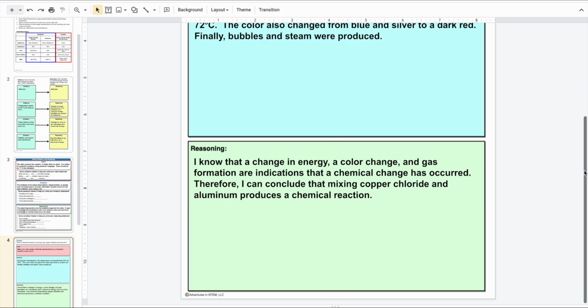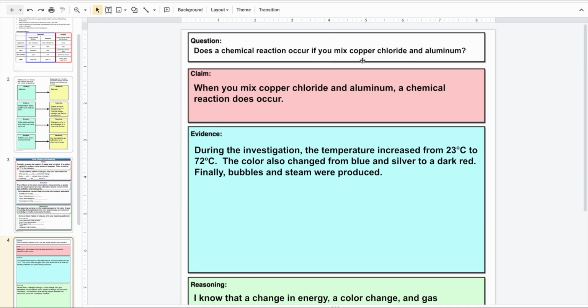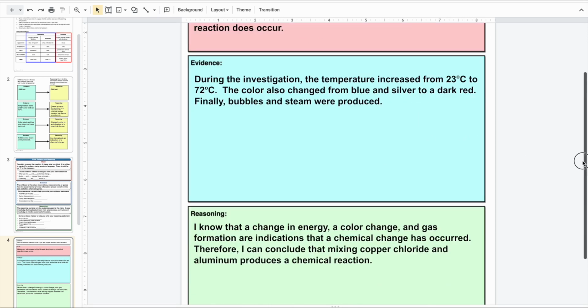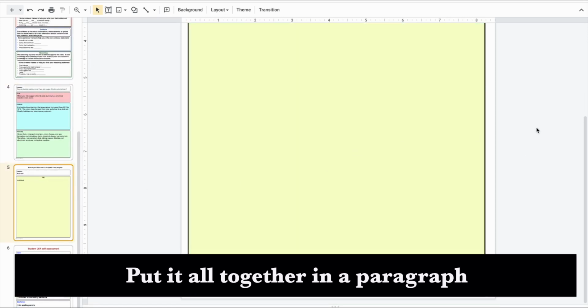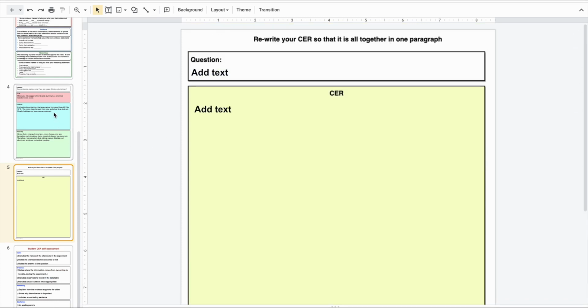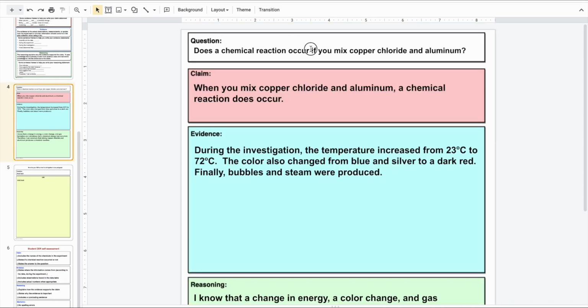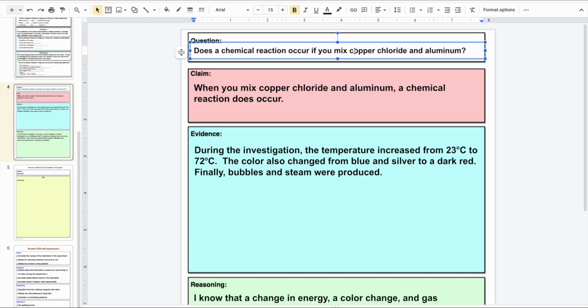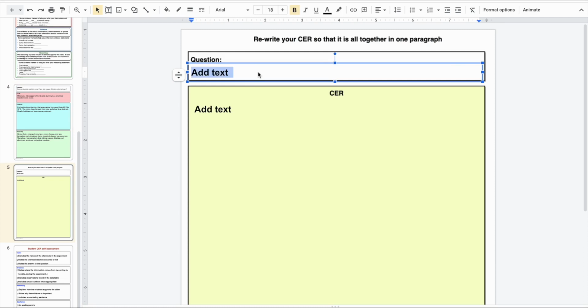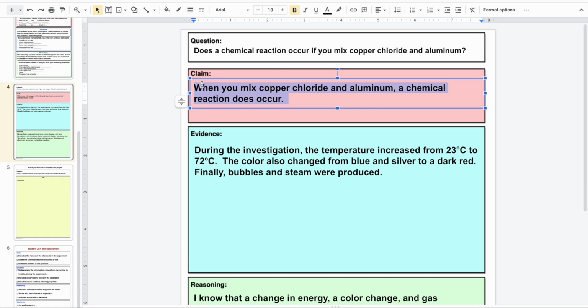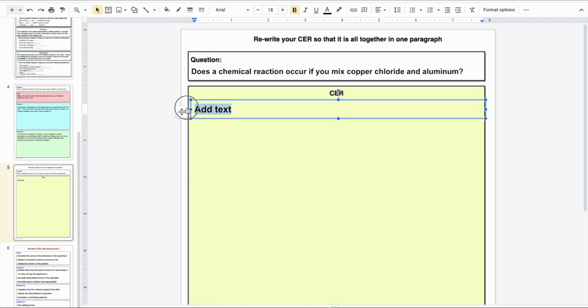Okay, so you have your question. You stated your claim after looking at the experiment. You wrote your evidence, which has the actual numbers, your reasoning. Now you're going to put it all together into one paragraph, because a scientific explanation is a paragraph. It's one paragraph. It's not separate sentences. So you're just going to copy. If you have a digital way, you can just copy and paste it. We have our question here. And now I'm just going to copy and paste all my sentences, putting it together so that it is one paragraph long.